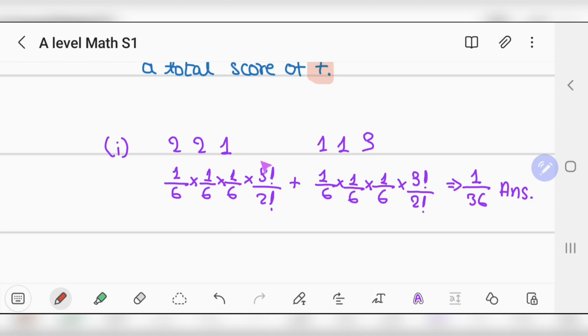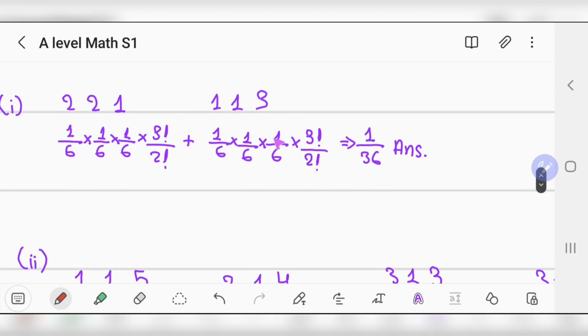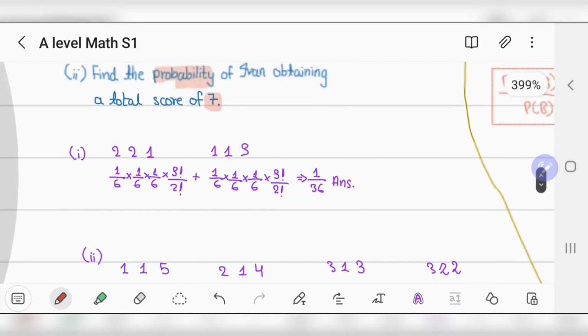And then you just multiply. After getting 2, 2, 1, obviously it could also be 1, 2, 2 or 2, 1, 2, which means arrangement is very important here. So 3 factorial upon 2 factorial, because there are 2 repeated digits. Same thing here, and then you just add them up and you get the answer.